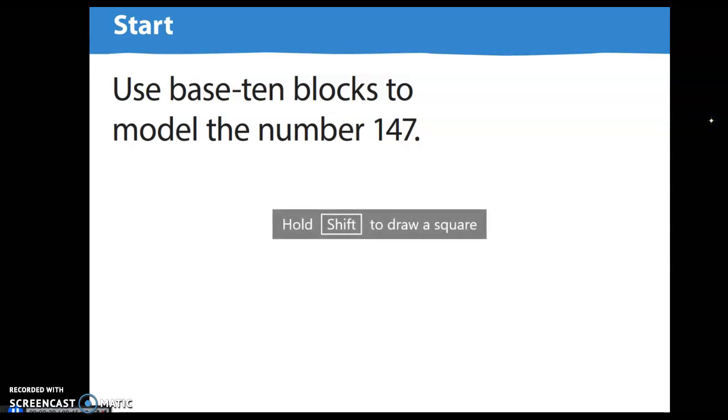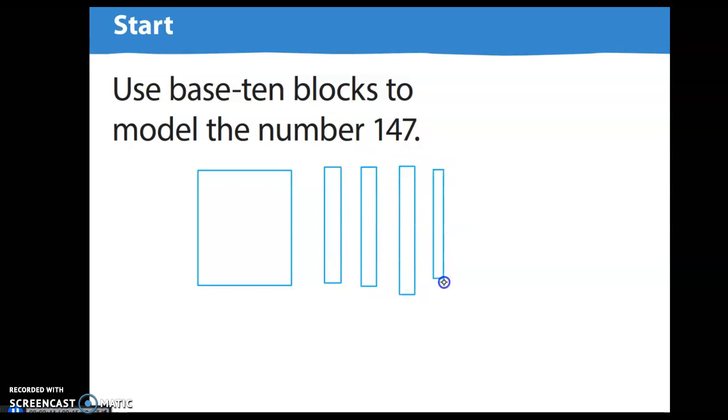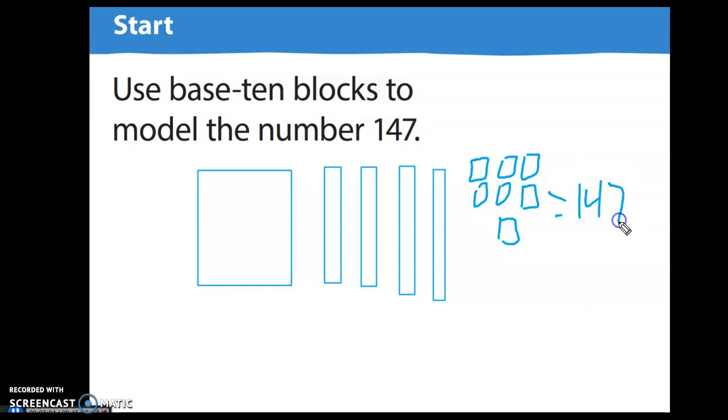okay, I have one of these like that, which is 100, right? And then how many tens do I have? 4. So I'm going to need 1, 2, 3, 4. And then how many ones? 7. 1, 2, 3, 4, 5, 6, 7. Okay, that's it. These are my base 10 blocks, and this is how I model. So this represents 147 because I have one 100, I have 4 tens, and I have 7 ones.